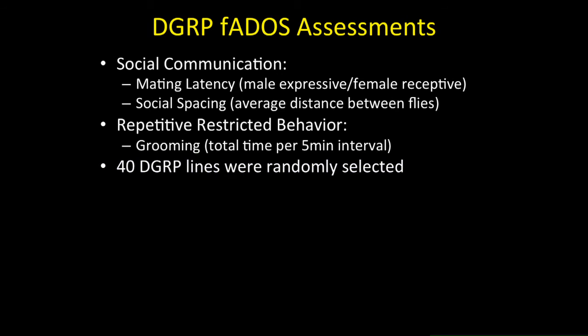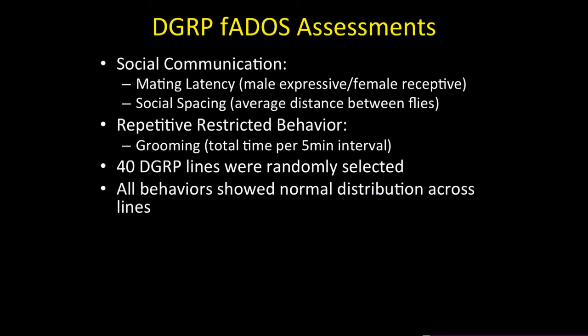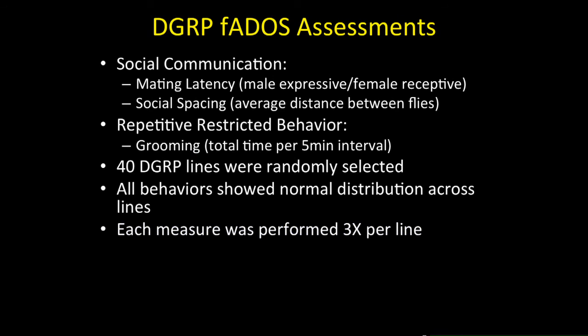We looked at 40 DGRP lines. We did our best to randomly pick 40 DGRP lines, and all of the behaviors that we tested showed normal distribution across those lines, and each measure was performed 3 times per line.